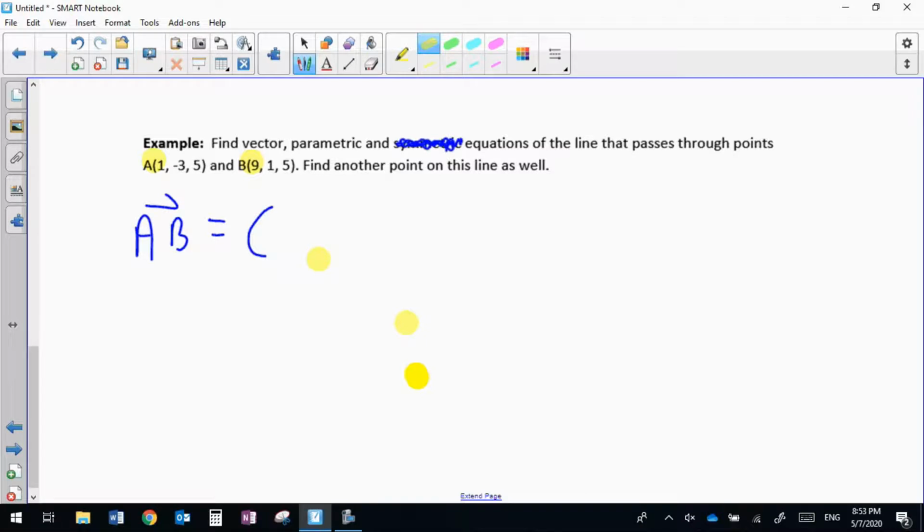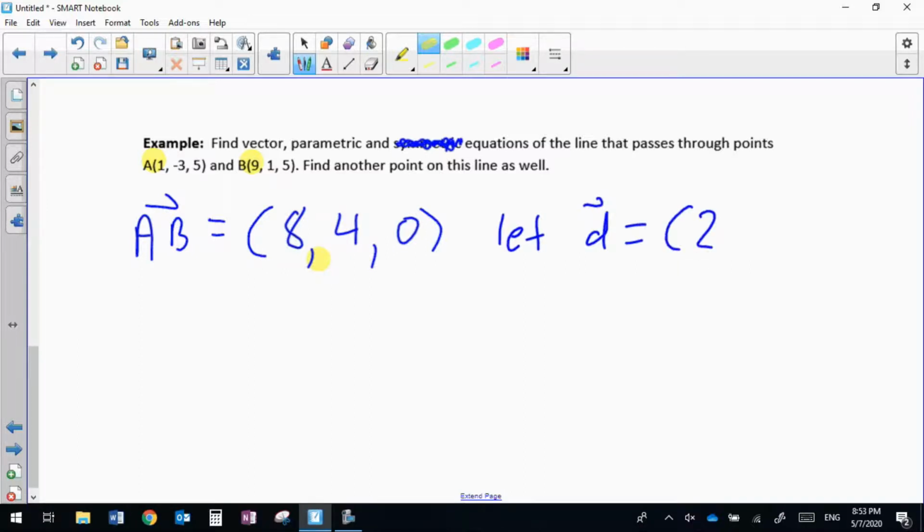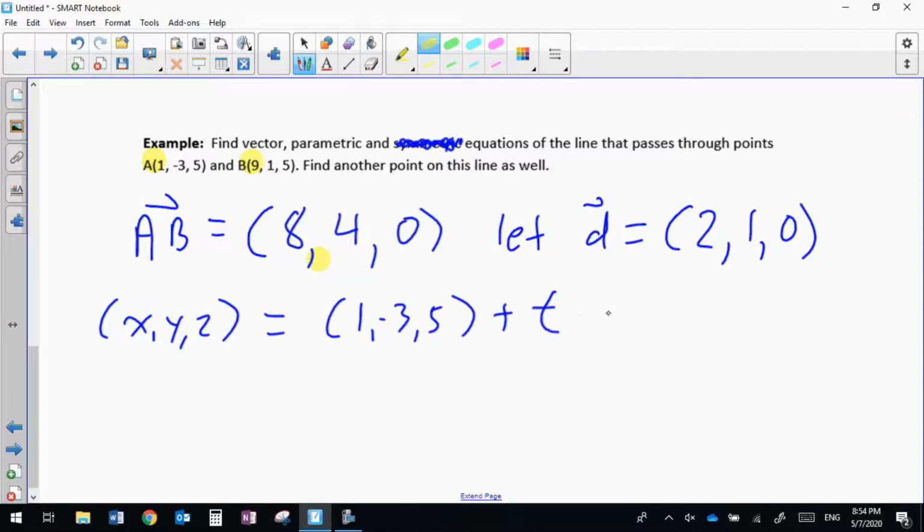So 9 subtract 1 gives me 8, and 1 subtract -3 is 4. And 5 minus 5 is 0. So AB is 8, 4, 0. Okay, I could use that as a direction vector, but why not make it simpler and make those numbers smaller? Because guess what? Divide by 4, and 2, 1, 0 has the exact same direction as AB. So that's a good direction vector. And our vector equation is going to be, okay, I'll pick point A, 1, negative 3, 5, plus t times 2, 1, 0.